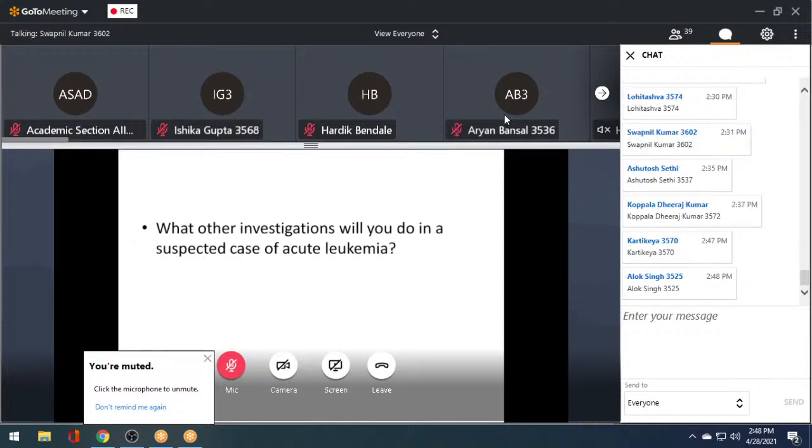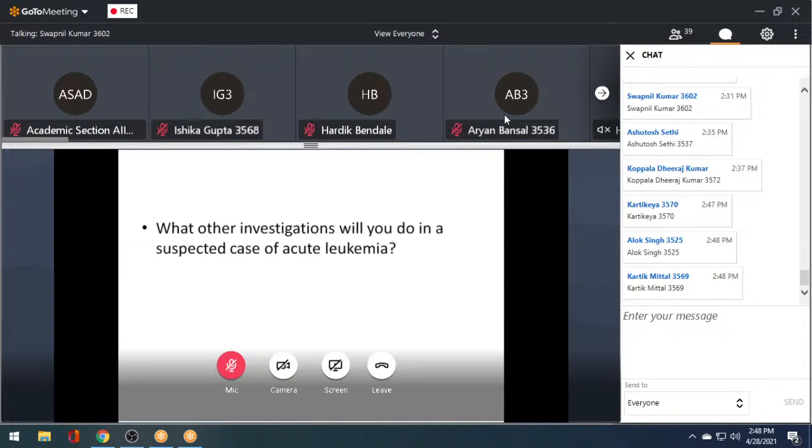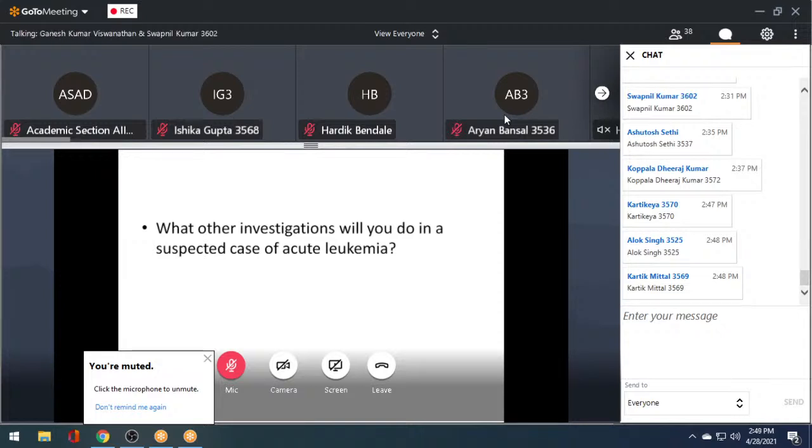Sir, we can check liver function test and RFT, sir, because leukemia can cause problems in other organ systems too. Okay. And we could also do an ECG, specific for activity, for diagnosing and classifying. So other investigations we could do on the basis of the rest of the symptoms.